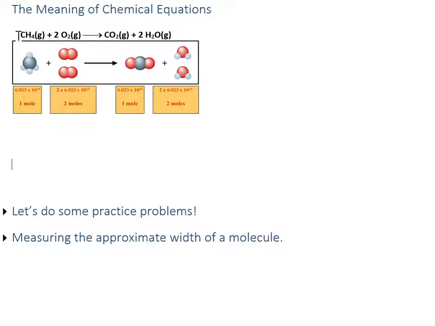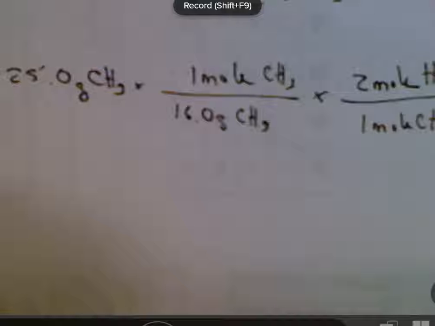If I have 25 grams of methane, I could figure out how many moles of methane that is. And if I know how many moles of methane are in 25 grams, I have a relationship between moles of methane and moles of water. There's 2 moles of water produced for every mole of methane. So all I have to do is figure out how many moles are 25 grams of methane, and then go from there to calculate how many grams of water would be produced. So now we have a very powerful tool here.